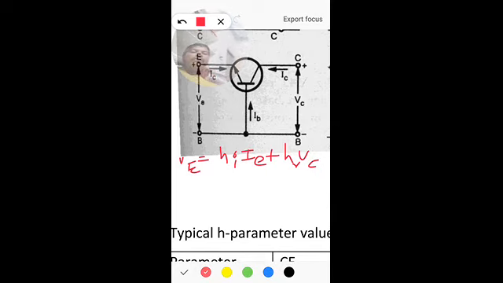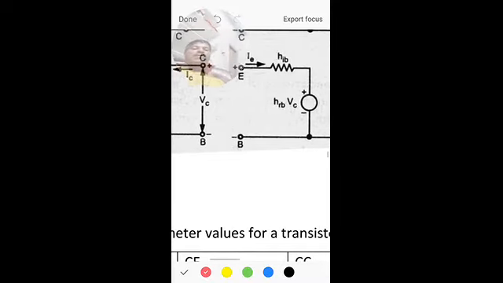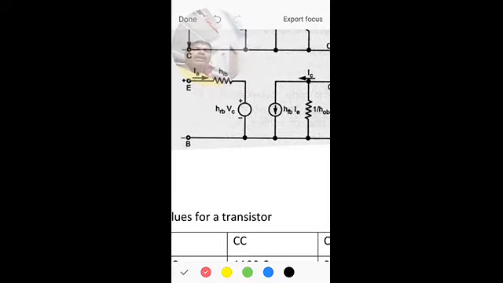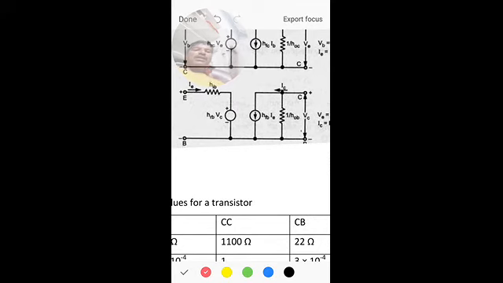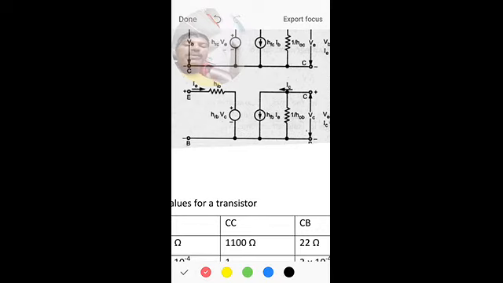So this equation we can represent in the form of the hybrid model. See here the equation for CB configuration we have written just now. We have written the equation for emitter voltage VE.